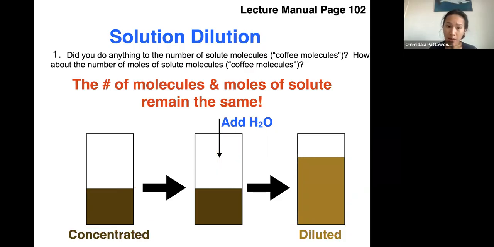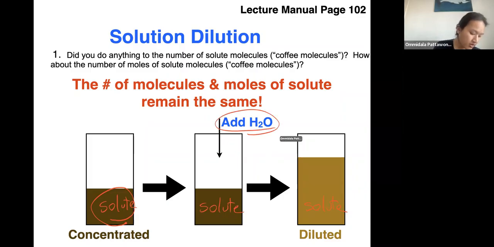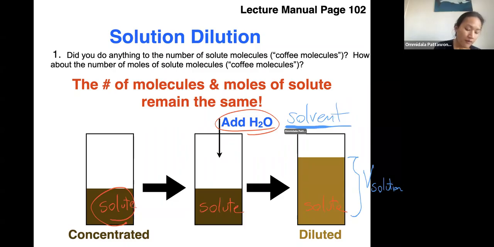So that means the number of molecules, or moles, of solute will remain the same throughout the dilution process, because you're not changing the solute. The amount of solute remains the same throughout the whole process. The only thing you change is the amount of solvent. As you add more solvent, the amount of solution becomes more. So what changes is the volume of the solvent and the volume of the final solution, but what remains the same is the amount of solute.